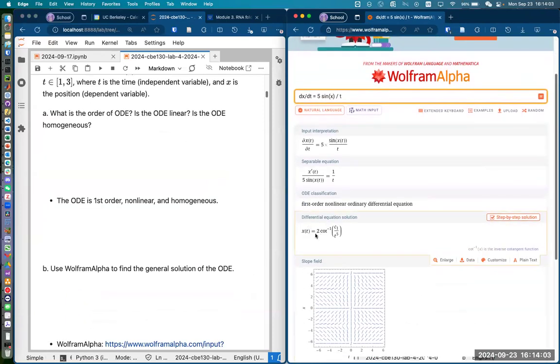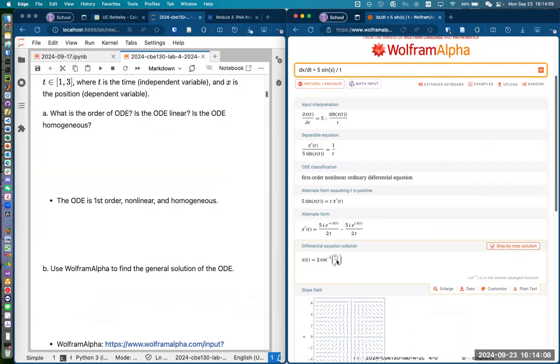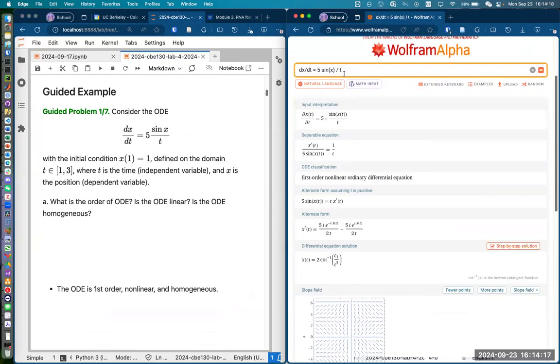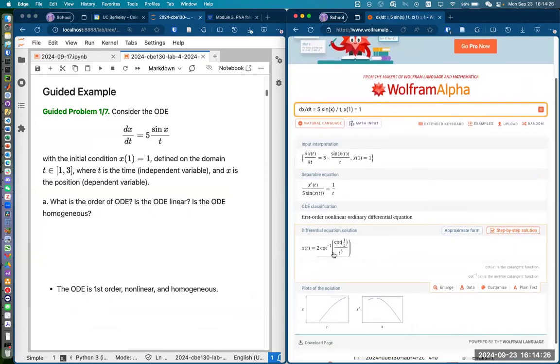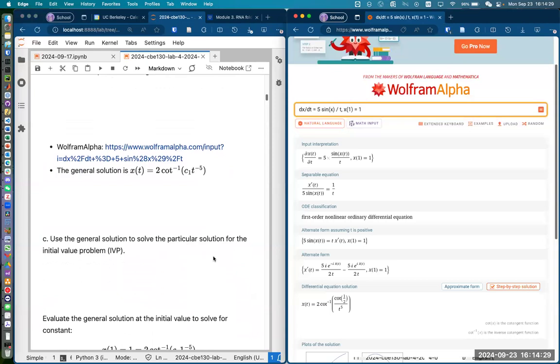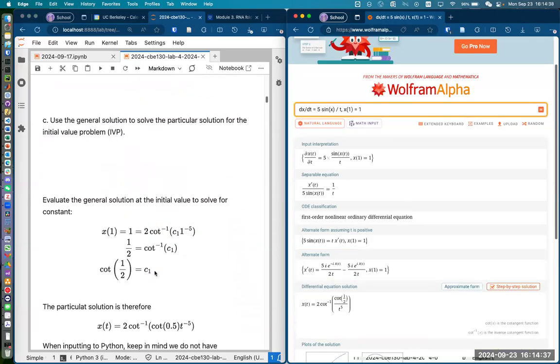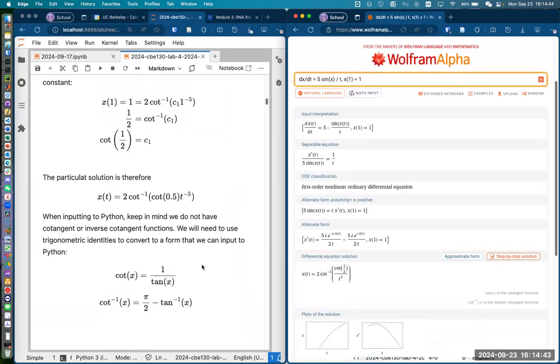Here it says x of t is equal to 2 times arc cotangent of a constant divided by t to the 5th. But in this case, we have an initial condition of x of 1 is equal to 1. If we want to add that, we can type comma x of 1 is equal to 1 to get the particular solution. You can also solve it on your own. You have the general solution and the initial condition, so you can solve for the constant, which turns out to be cotangent of 1/2. You substitute it in and get the particular solution.